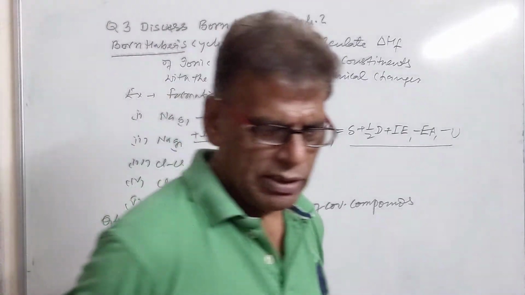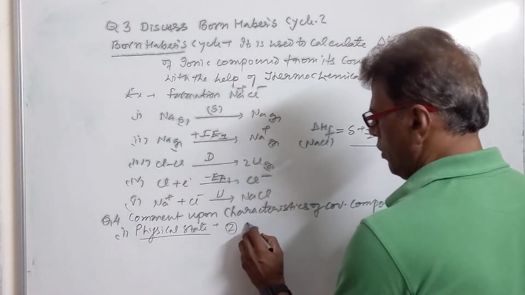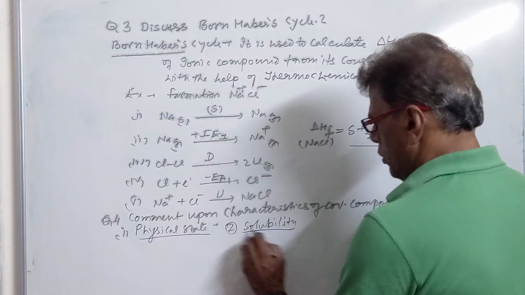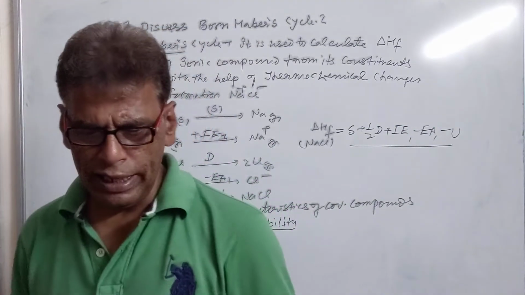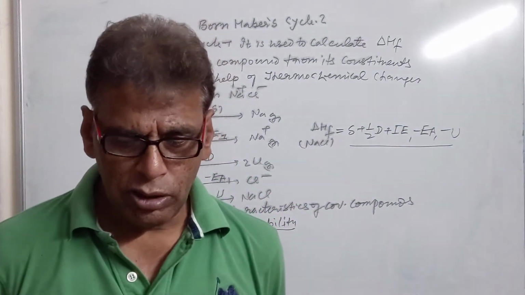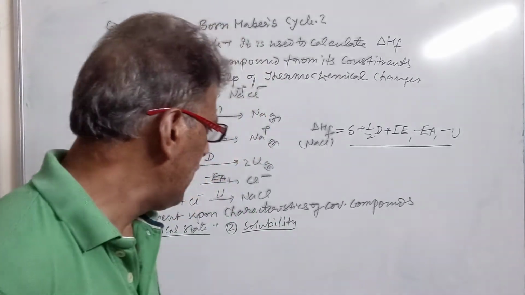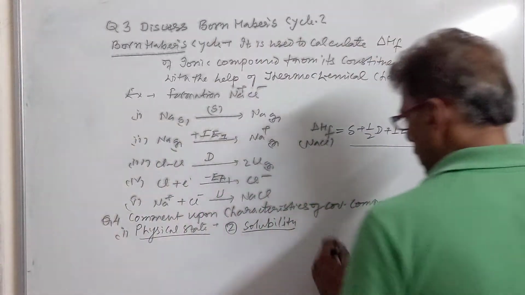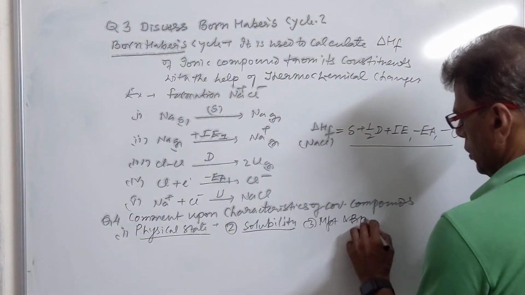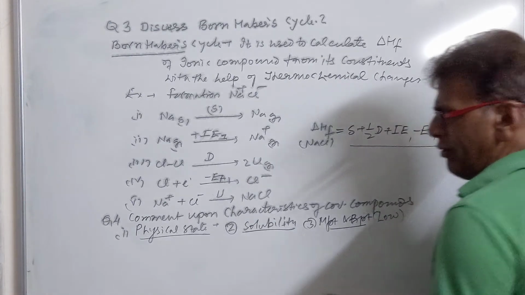Second property, we have the solubility of covalent compounds. Since they are covalent in nature, like dissolves like, so organic compounds or covalent compounds are soluble in organic solvents. They are not soluble in inorganic solvents. Then we have melting and boiling point. They have low melting and boiling points due to weak van der Waals forces.